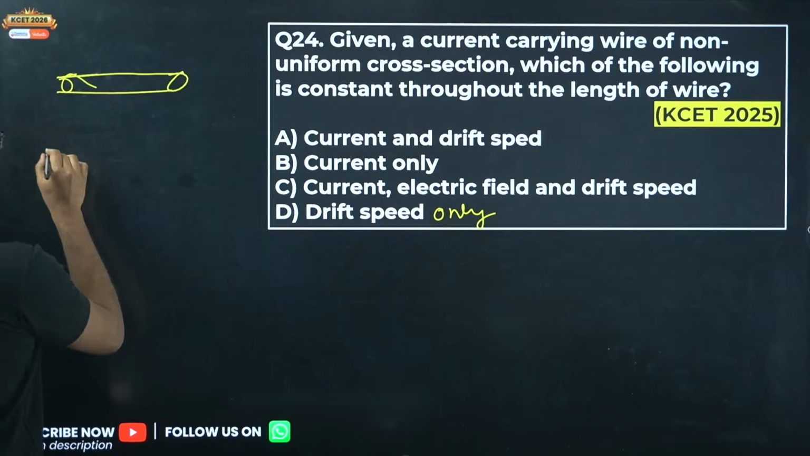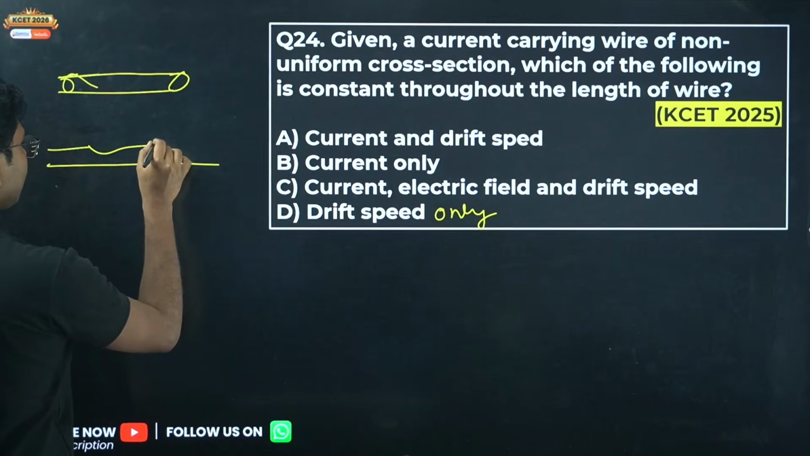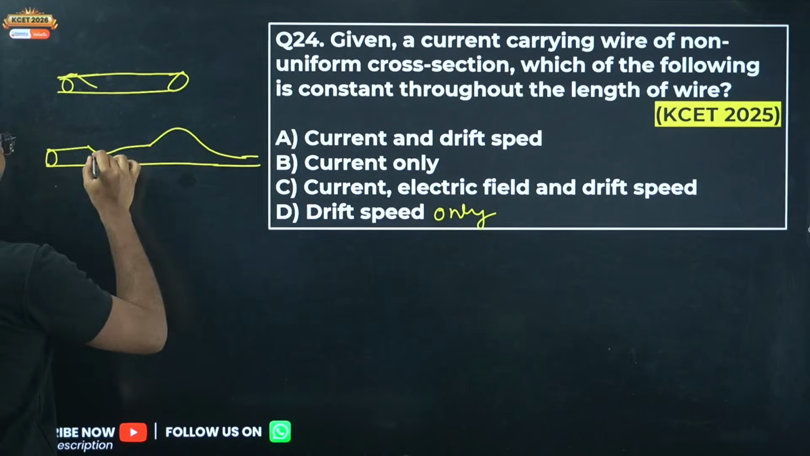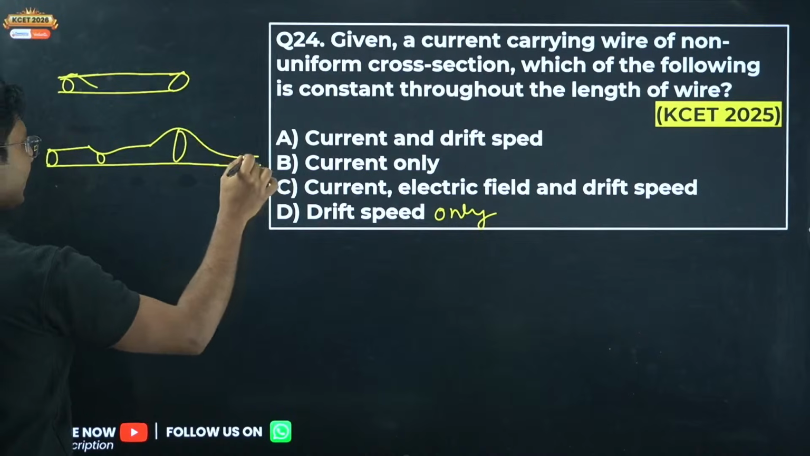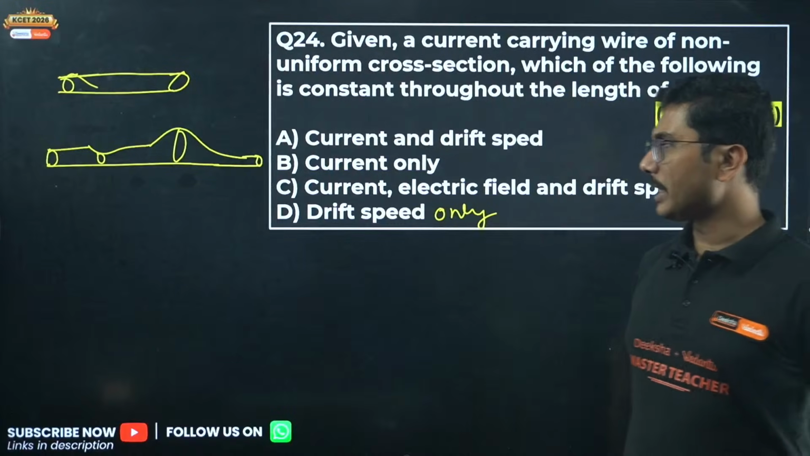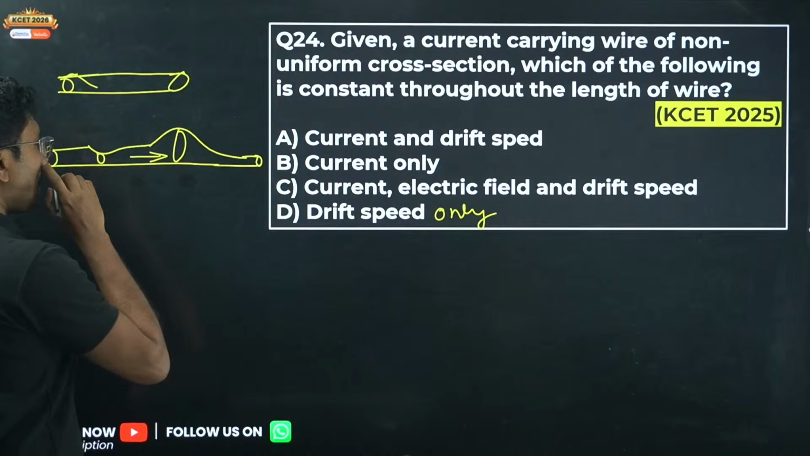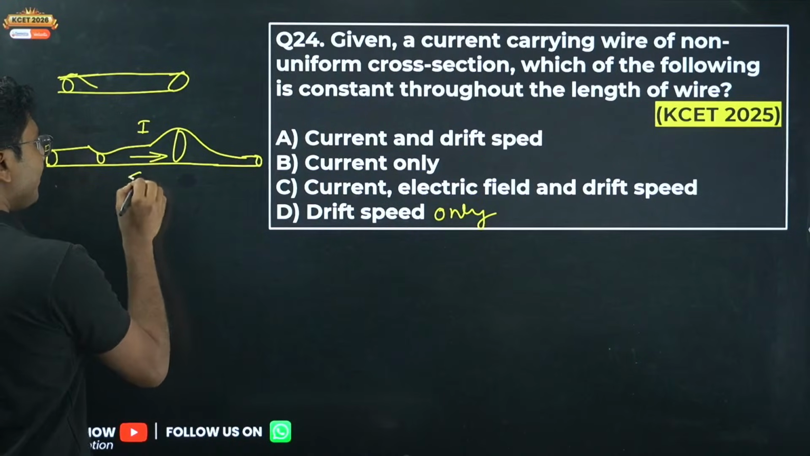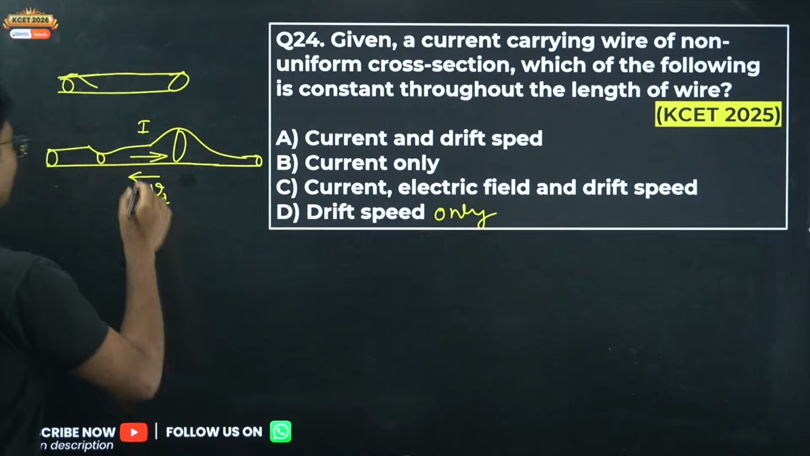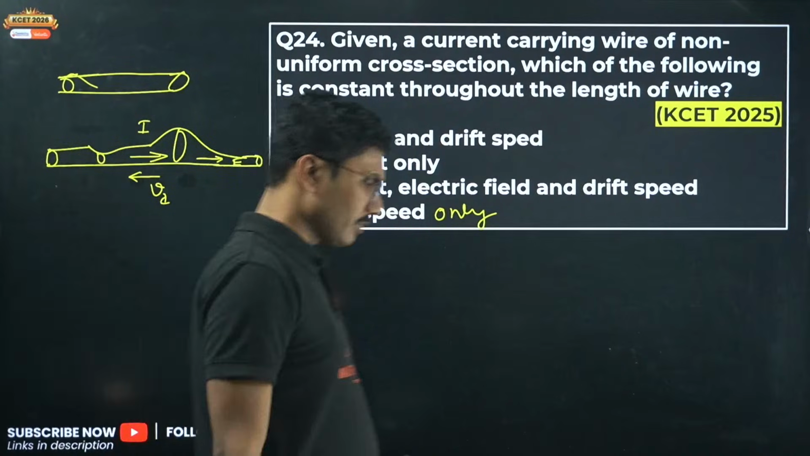Okay, but non-uniform means, suppose the wire is bent over here, it is bulged over here like this. So it has some area, different area of cross section at each and every point. So this is called a non-uniform conductor. Okay, non-uniform conductor, it is carrying some current. Which of the following quantity is constant? Okay, so this is current, drift speed is in opposite direction of the current, and electric field is also in the direction of current. Which of the following is constant?